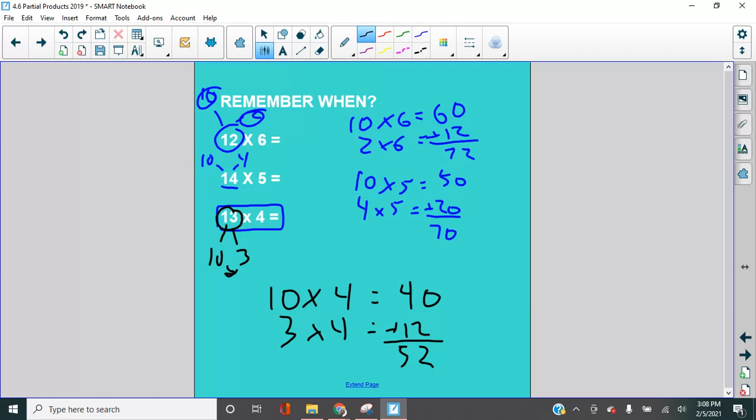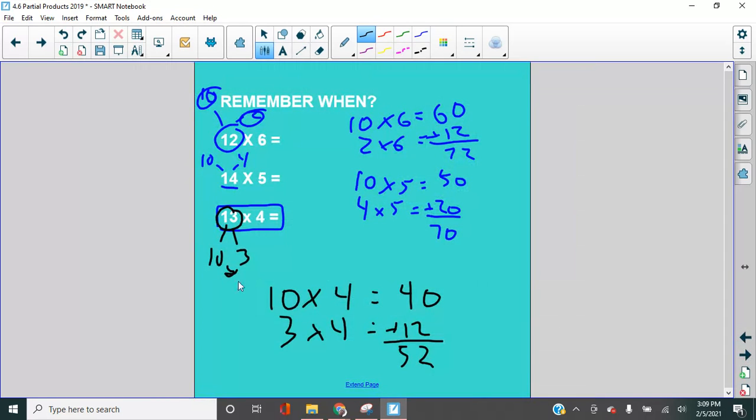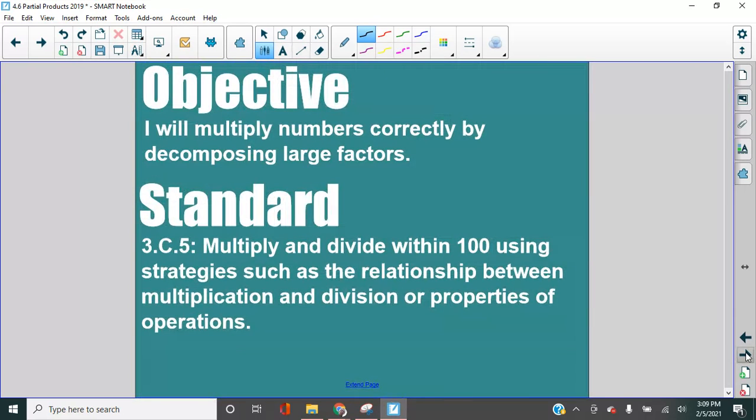All right, so remember when we did that? We are going to decompose some even larger factors. Yay! Right? So when we say decompose, we're taking apart. That's what we were doing here, right? When we took apart this 13 and made it 10 and 3, decompose means to break down. So we're going to break down some even larger numbers. Our objective, our goal here is to be able to multiply correctly by decomposing large factors.